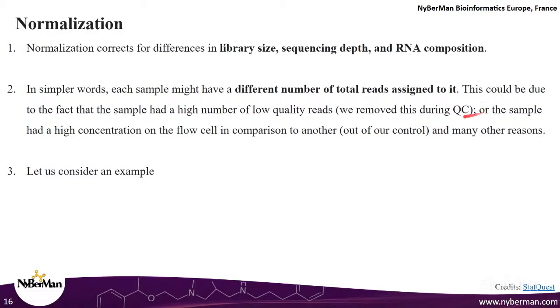Another scenario is the sample might just have a high concentration on the flow cell, right? When we actually add the sample to the flow cell, it might just happen that we added more concentration of sample 5 than sample 2. That is also something that might happen, and these are things which are out of our control. It is not something we can control very well. So these are common things that can happen. Let us consider an example to understand this even better.